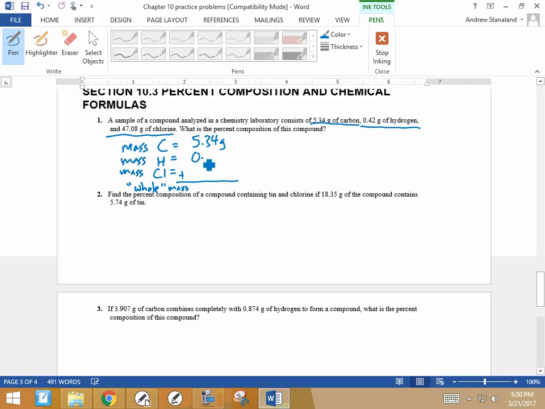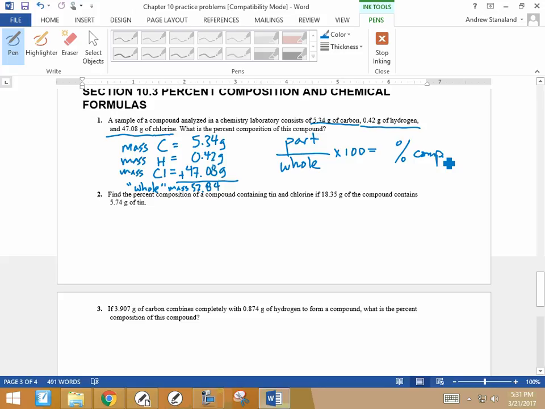Hydrogen, 0.42 grams. And chlorine is 47.08 grams. Add them all together and we get 52 maybe. There's your total mass. Now, we're doing percent composition. If you'll recall, put the part over the whole times 100, and that gives you percent composition.